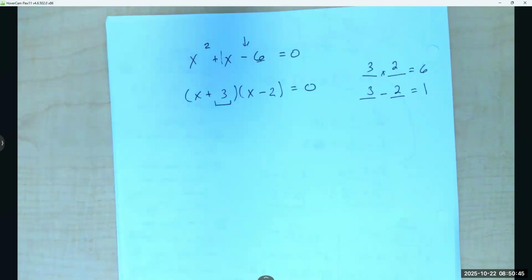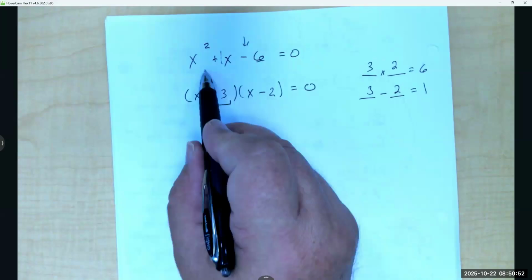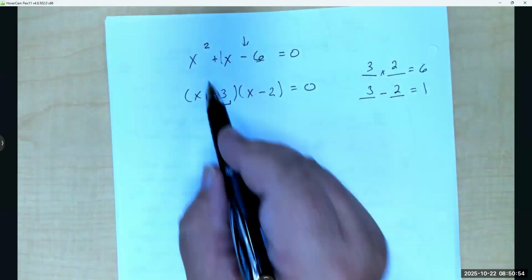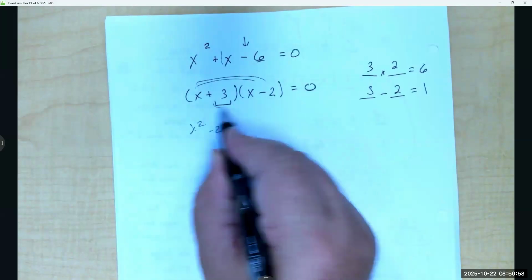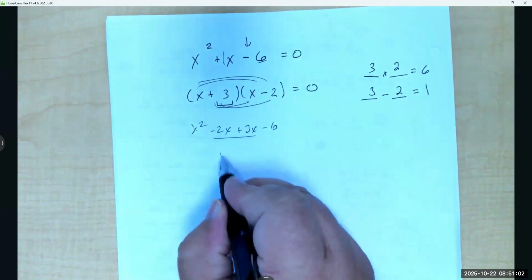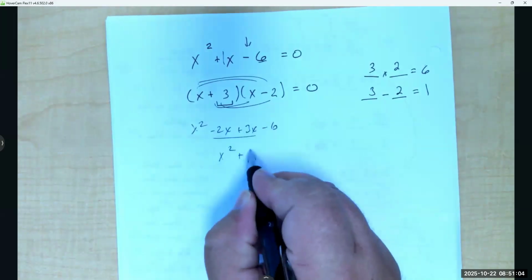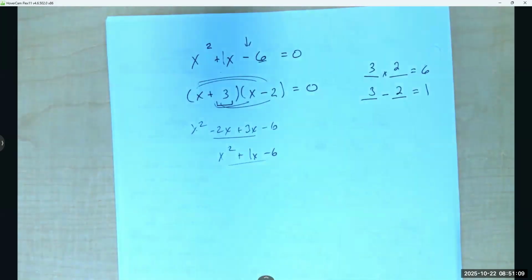Can anybody guess how you would check to see that's the right factor? Distribute. Multiply these two together and see if you end up with this. X times X is X squared, negative 2X, positive 3X, negative 6. X squared, positive 1X minus 6, they're the same. So that's a good factor. Very good.